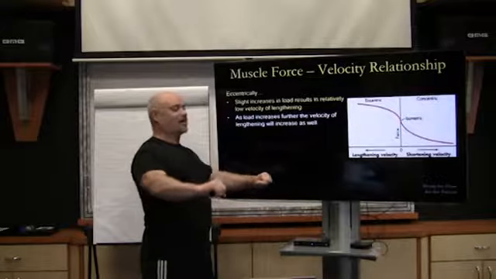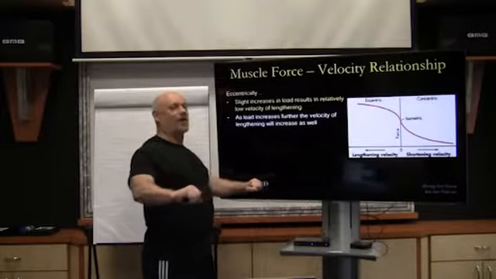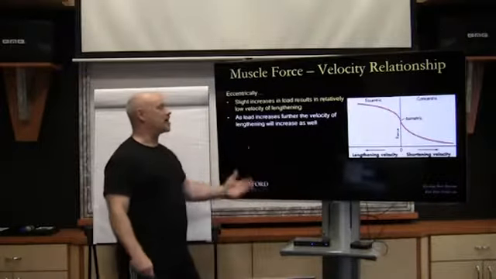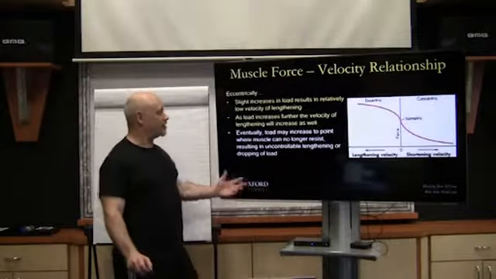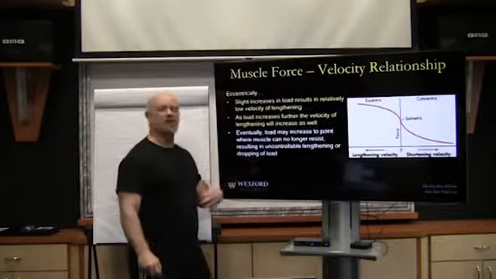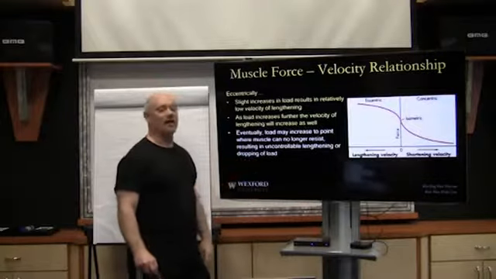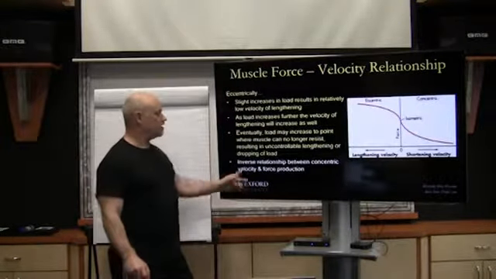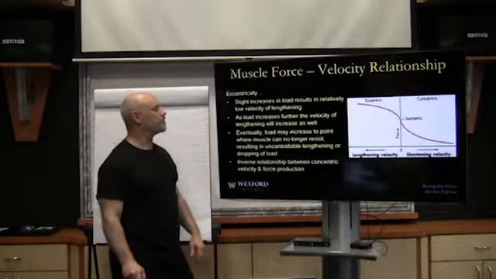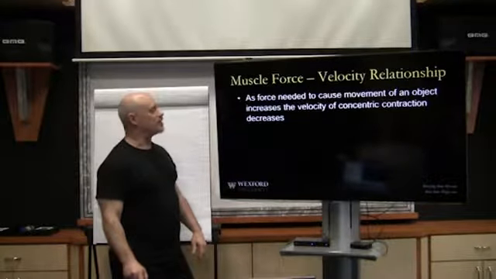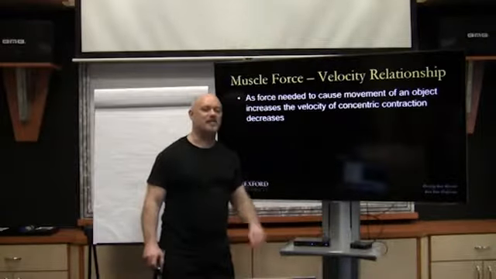You know, the heavier it gets, you're not going to be able to control it or eccentrically decelerate that weight. The heavier and heavier it gets, the less likely you will be to slow that movement, slow that weight down. Eventually, the load may increase to the point where the muscle can no longer resist, and it results in an uncontrollable lengthening or dropping of the load. It's an inverse relationship between concentric velocity and force production. As force needed to cause a movement of an object increases, the velocity of concentric contraction decreases.